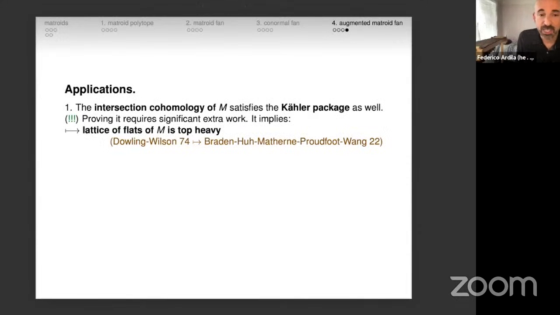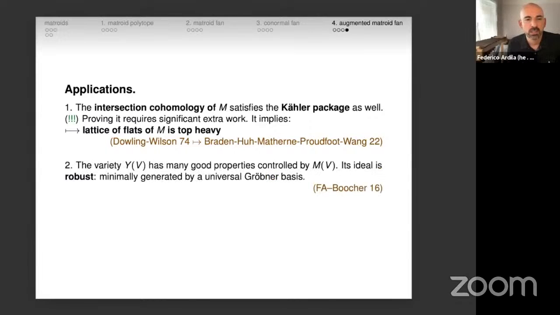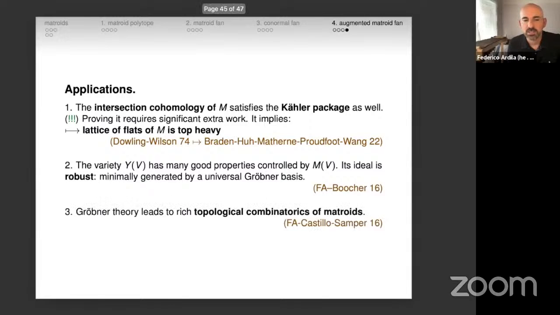But again, we have some nice applications. And maybe the main application that I want to mention here is that this intersection cohomology of matroids also satisfies the Kähler package, and proving it requires even more work. This is the technical heart of the work of Braden, Huh, Matherne, Proudfoot, and Wang, which again is one of the projects in the citation for June Huh's Fields Medal. And there's some nice combinatorial consequences that I don't have the time to talk about in detail.